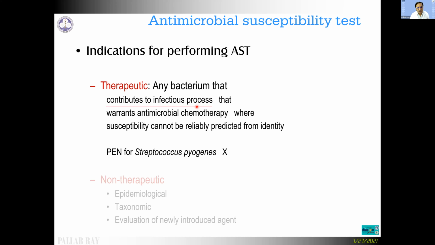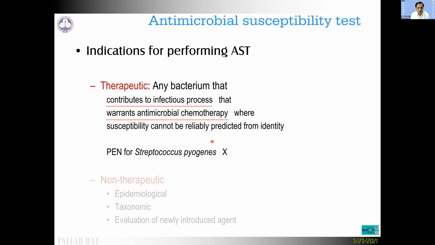So any bacterium that contributes to infectious process that warrants antimicrobial chemotherapy. This is again important because not all small infections require an antimicrobial chemotherapy. There can be a small ulcer on the skin which can probably be treated simply by antiseptic dressing, and we do not need a systemic chemotherapy for that. So we have to have a bacterium which contributes to infectious process that warrants antimicrobial chemotherapy.